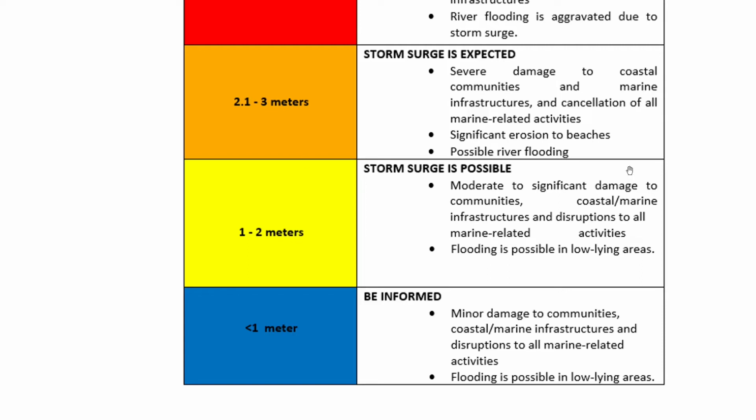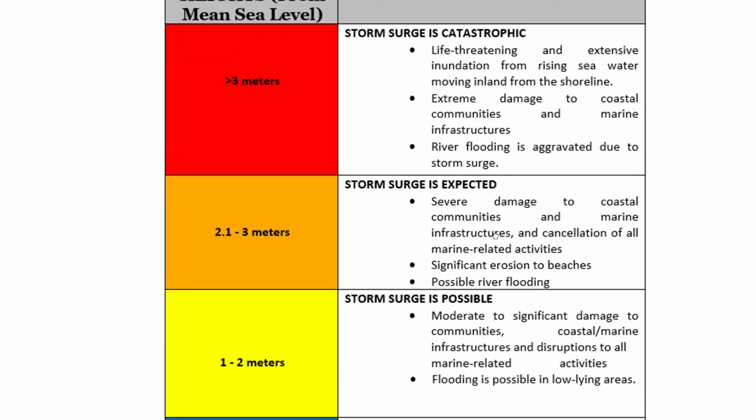The next level is the orange warning level, which means that the surge tide is about 2.1 to 3 meters higher than the high tide. At this point, a storm surge is expected. Severe damage to coastal communities and marine infrastructures, as well as cancellation of all marine related activities.